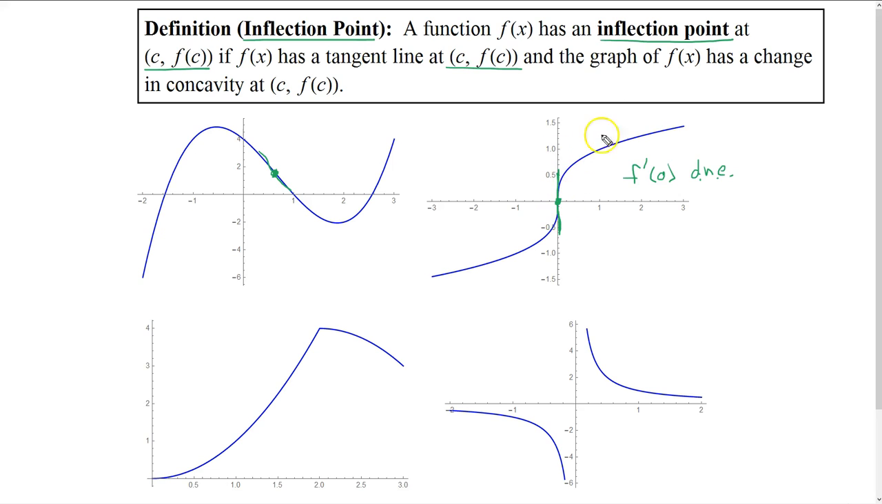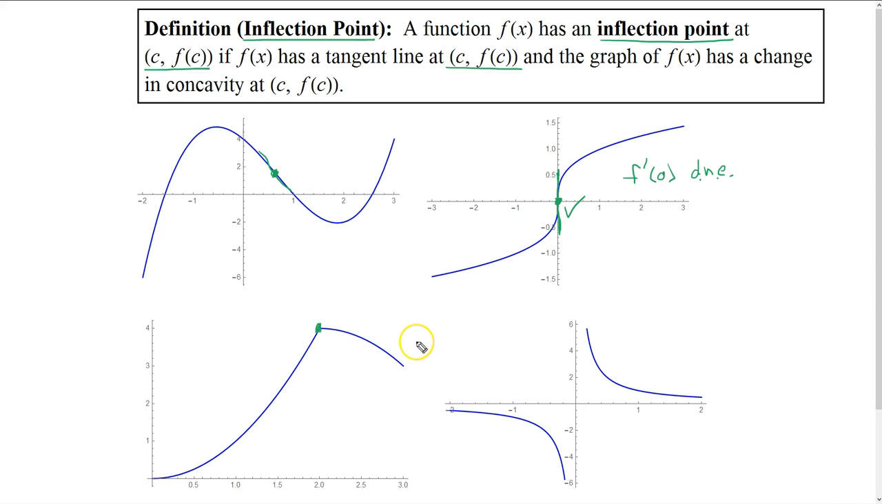It's just vertical. So technically this is an inflection point, because our definition up here said that at (c, f of c), the graph of f has to have a tangent line, and it does. Now, the derivative doesn't exist, but it does have a tangent line there, so that is an inflection point right there. This point right here, notice we do have a change in concavity here. We go from concave down to concave up right here, concave up to concave down. Right there we have a change in concavity.